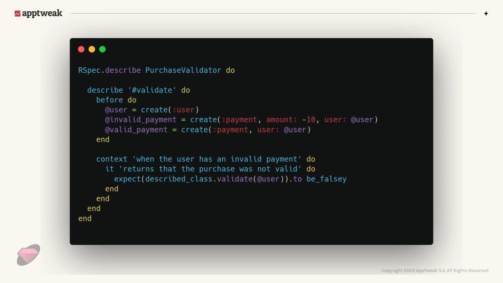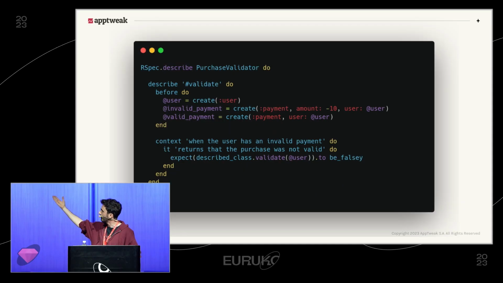And then we can have a simple context for the presentation. I'm just going to test that the thing is invalid. So in this case, I'm trying to check that the class that I'm testing gives me a false, because we do have a payment that is invalid associated with this user, as you can see in the before hook. And we could do this way, right?